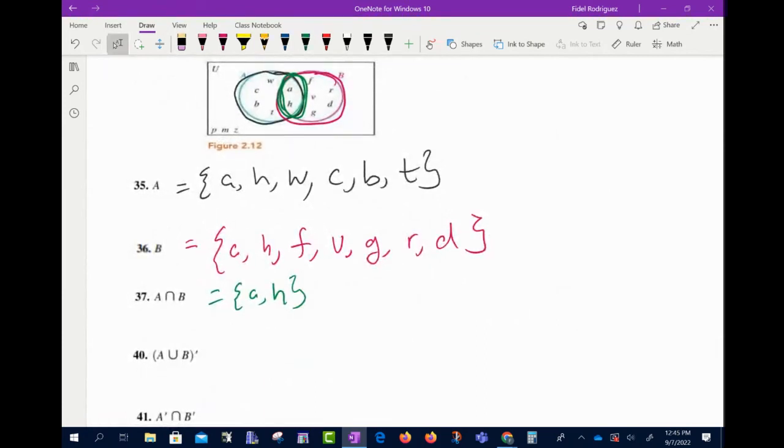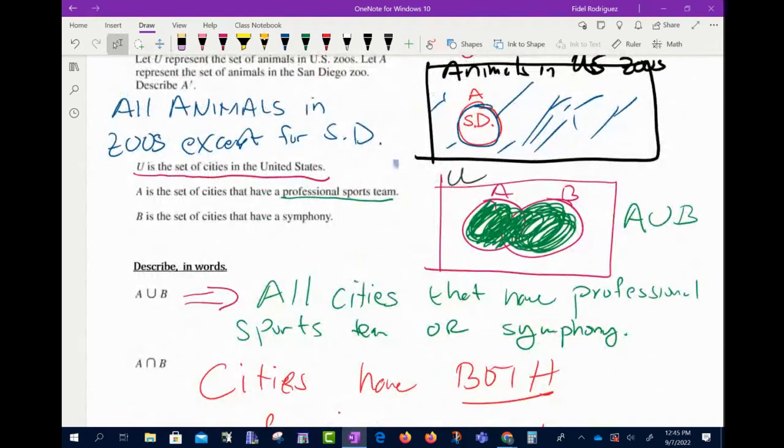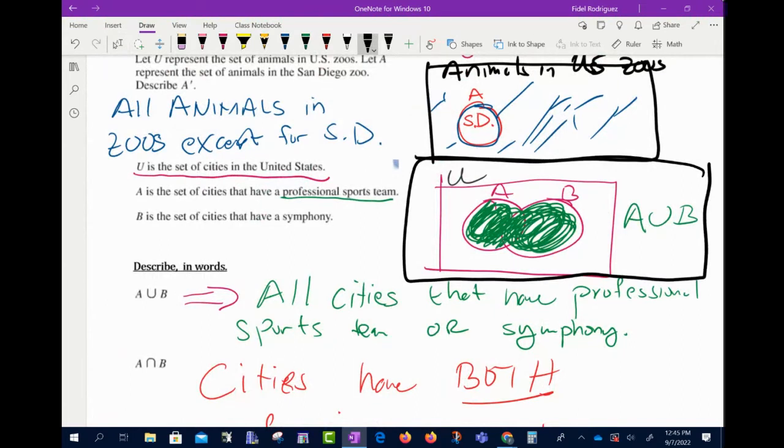Now, 40. 40 says A union B, but complement. So again, just to get an idea of what A union B looks like, a little while ago, y'all, I drew a picture over here for us. Here is what A union B looks like. So we picked everything that was in A, and we picked everything that was in B. That's what A union B looks like.